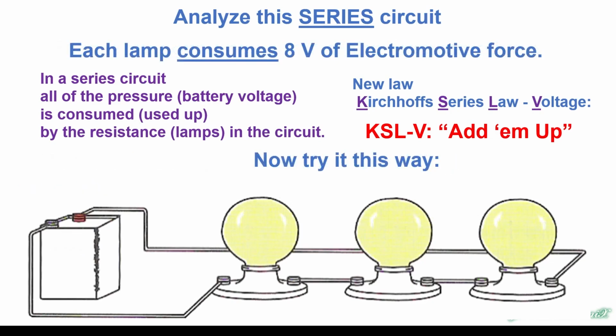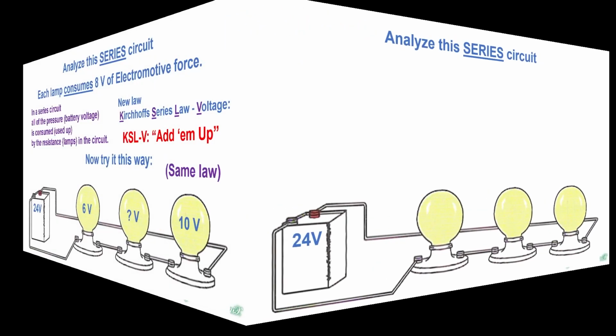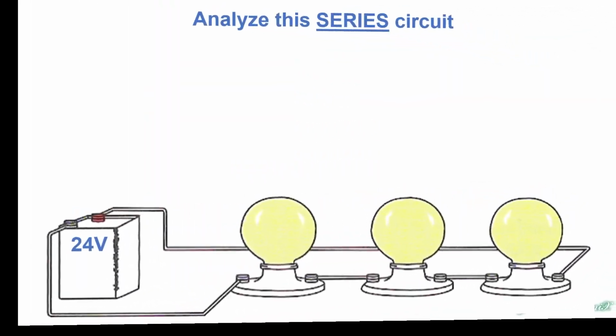But there is another way to do it. If you know the battery is 24 volts, but you only know 2 of the loads, 2 of the voltages of the light bulbs, can you still figure out what the voltage is of the 3rd light bulb? Well, of course you can, because you take 24, subtract 10, that's 14, subtract 6, that leaves you with the voltage that is remaining. Same law. It's 8 volts. In case you didn't catch that, it's 8 volts.